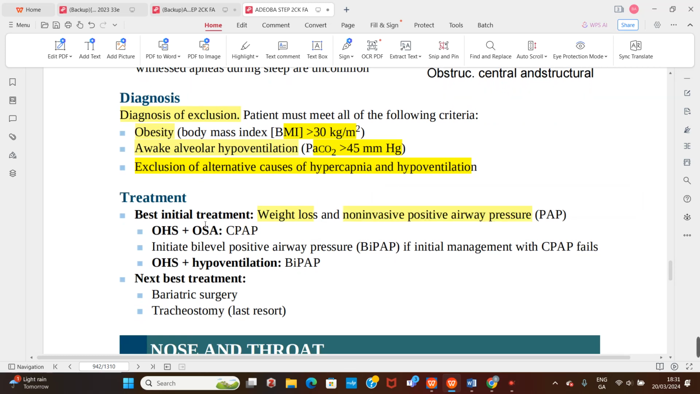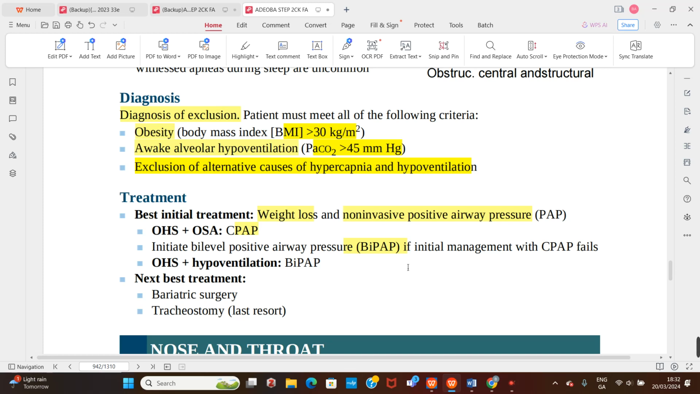So once you have identified that, okay, this is OHS, but they have some OSA component with it, you have to place them on CPAP. CPAP is going to take care of it. If CPAP fails, give them BiPAP. The reason why BiPAP might help is that BiPAP is different from continuous because continuous delivers equal pressure both during inspiration and expiration. BiPAP delivers more pressure during inspiration than expiration. And you need that pressure to take in air.